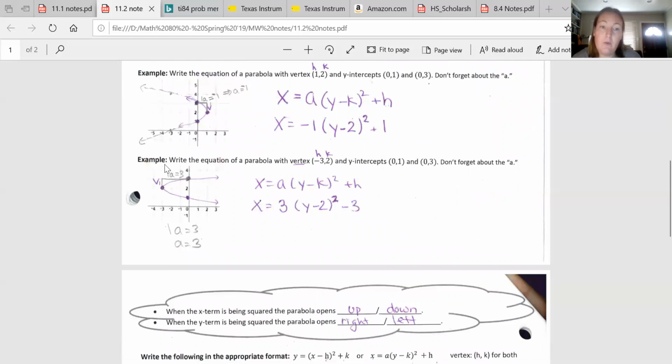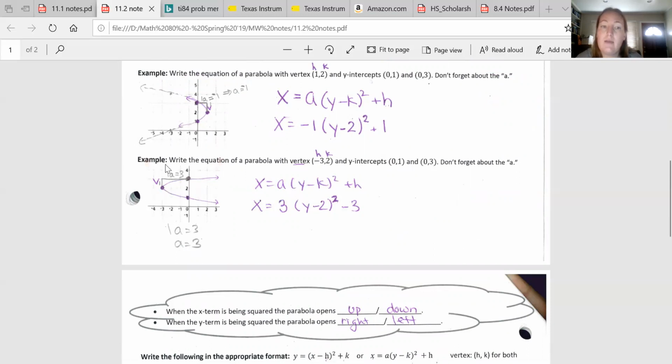So here's another one where we write the equation. We've got the vertex given to us and the y-intercepts again. But this is to really show you about right and left and the value of A. So this is really more about A and just practicing writing the equation.